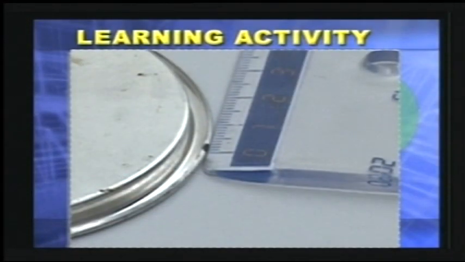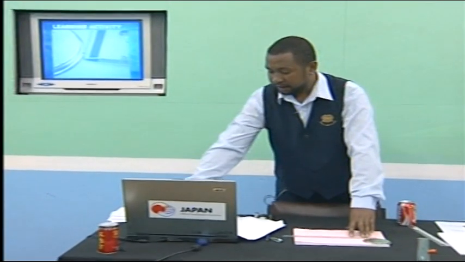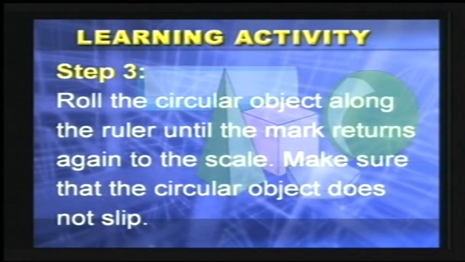On the screen it shows you what you should be doing. So the mark on the circular object should be pointing to 0 on the ruler. Have you all done that? Okay. The next step says, roll the circular object along the ruler until the mark returns again to the scale. Make sure that the circular object does not slip.